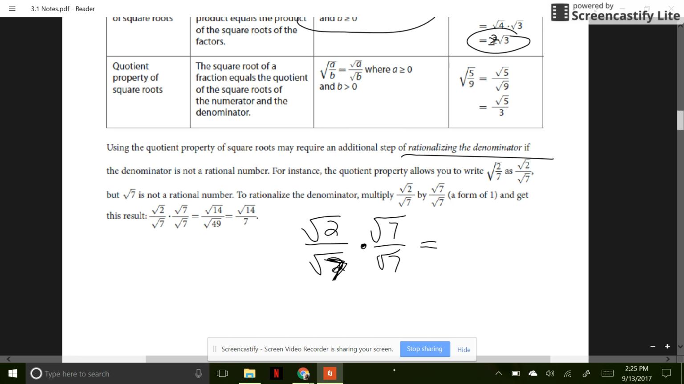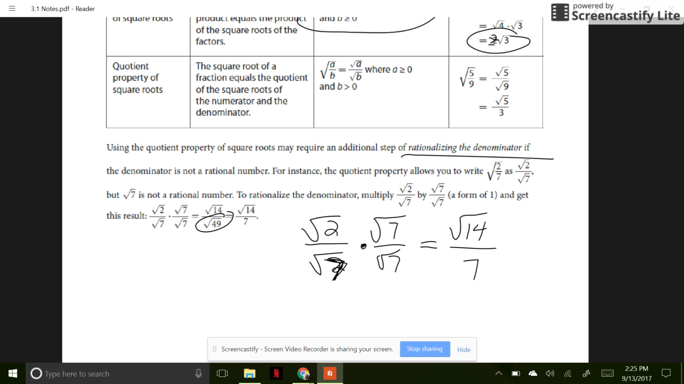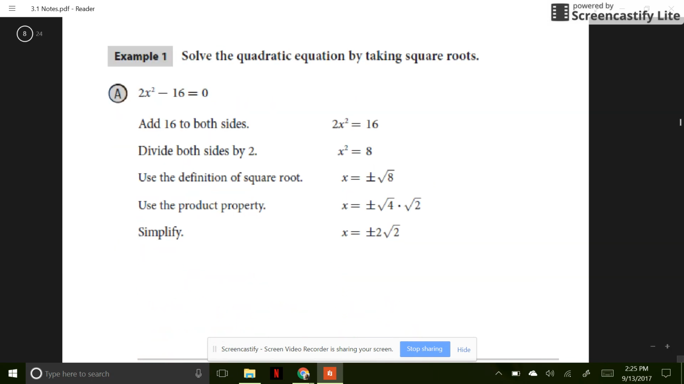In the numerator, we'll have root 2 times root 7, which is the same thing as root 14. Then we have square root 7 times square root 7, which is square root of 49, or just 7. So anytime you have a square root in the denominator, you will need to rationalize, because we do not like having square roots in the denominator.